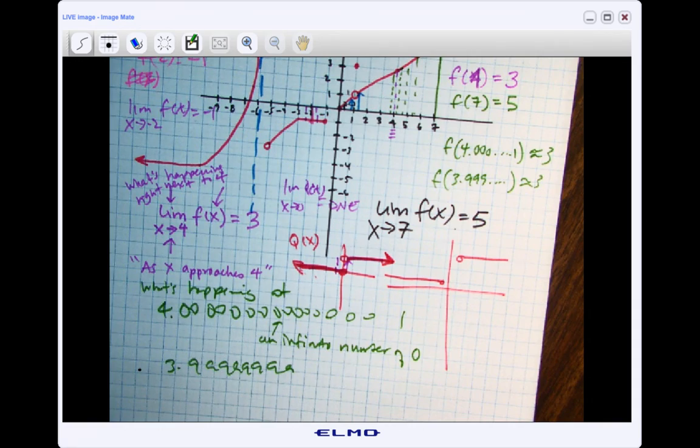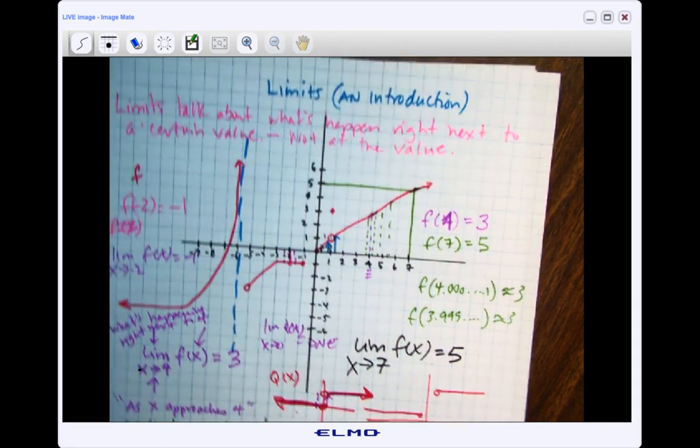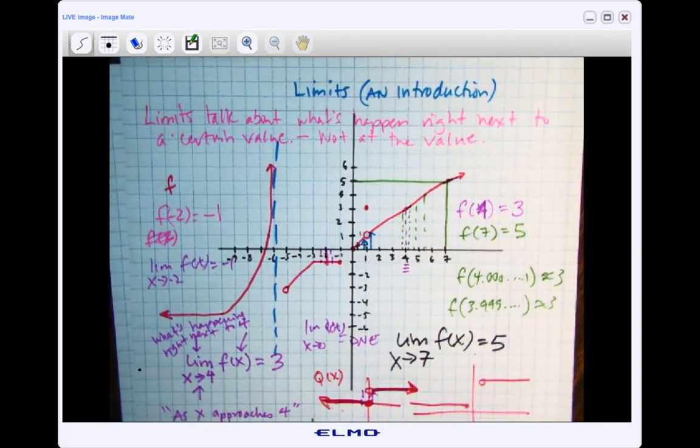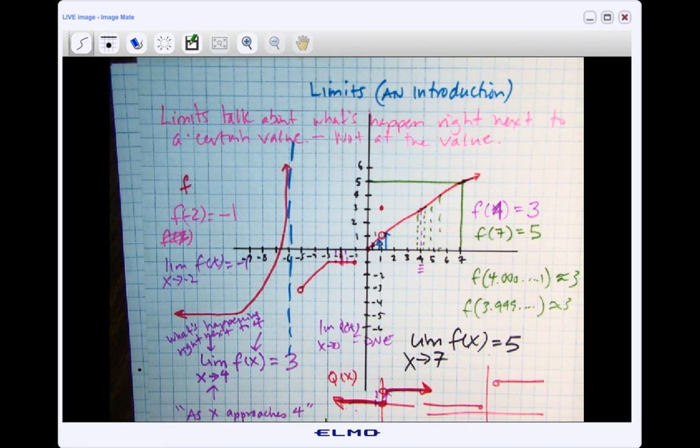Okay? All right. Now, again, there are things that we call one-sided limits, and we will talk about those. Make sure you check out that video so you know what a one-sided limit is about. But you probably have a guess. All right? So hopefully that gives you an idea of what we're talking about when we talk about limits.